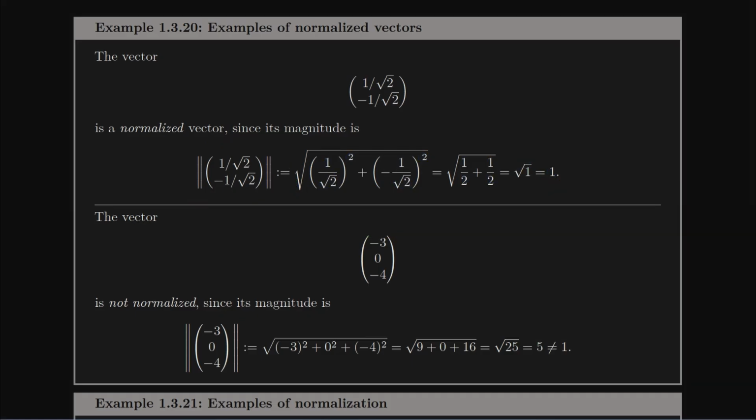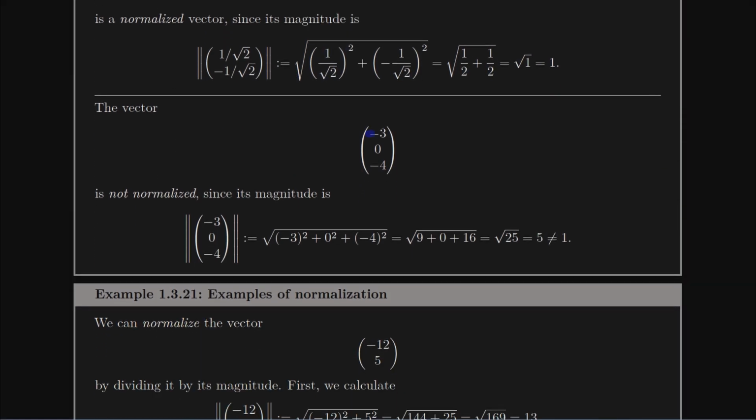The second vector we have here is not normalized. Negative 3, 0, negative 4. We can tell it's not normalized by computing its norm. How do you compute the norm? As always, we're taking the square root of each entry squared. Negative 3 squared, 0 squared, negative 4 squared. You get square root 9 plus 0 plus 16, root 25. But since 5 is not equal to 1, when the norm is not equal to 1, we say it's not normalized.